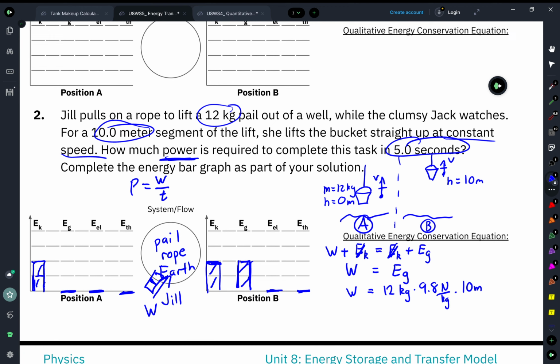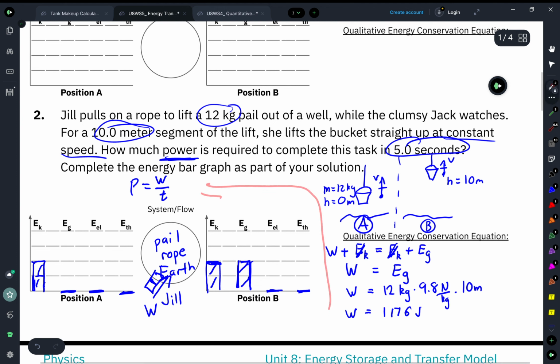So when I plug this into a calculator, I will do 12 times 9.8 times 10, and I will end up with the amount of work, or the energy that is transferred into this system, as 1,176 joules of energy. So I'm going to take that amount and actually plug it into this equation up here. So that's 1,176 joules of energy that were transferred into the system in 5 seconds.